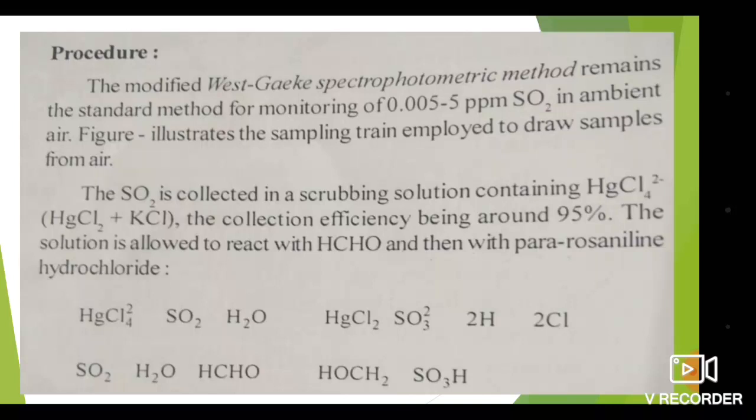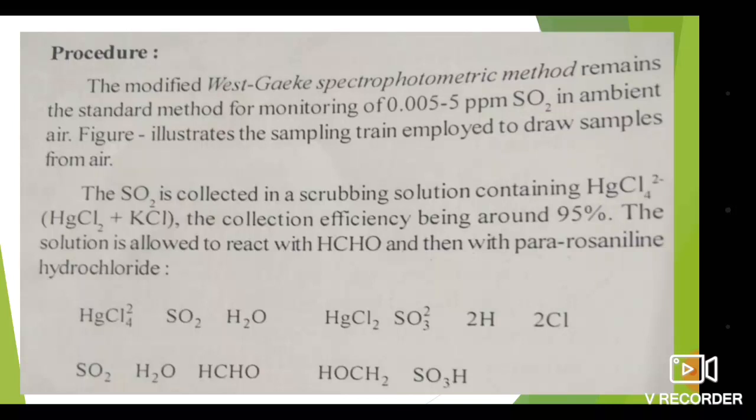Then what is the actual procedure for determining the SO2 concentration in the air by the West-Gaeke method, the spectroscopic method? See, the modified West-Gaeke spectrophotometric method remains the standard method for monitoring 0.005 to 5 ppm of SO2 in ambient air. The figure illustrates the sampling train employed to draw the samples from air.